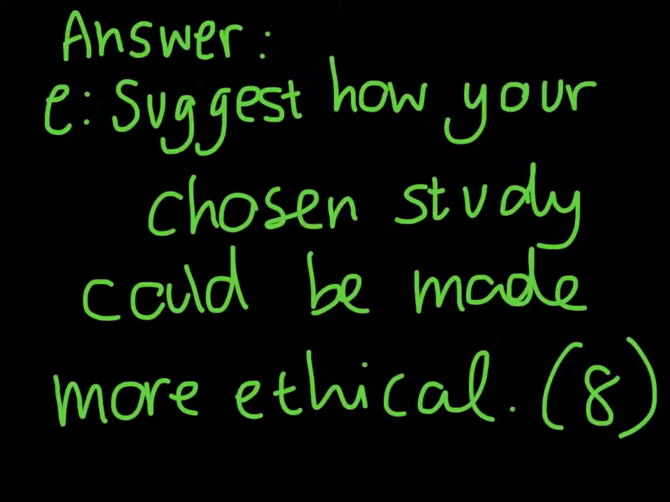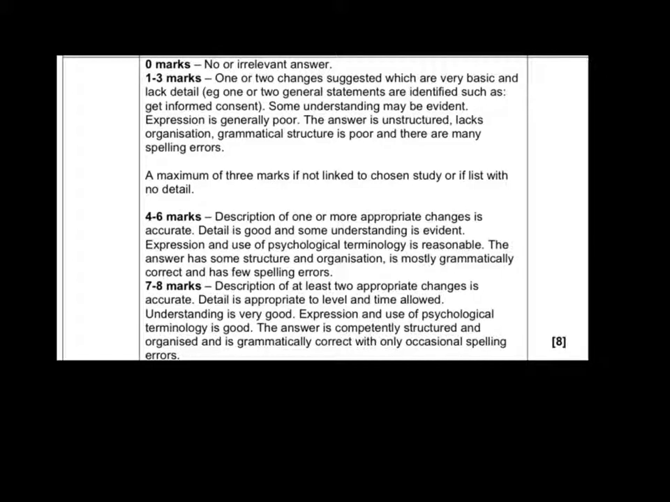Now what we're going to do tomorrow is as follows. We're going to look at question E, which is suggest how your chosen study could be made more ethical, and this is 8 marks. So not Rosenhan, not Piliavin, and not Bandura. You can choose any other one that you want tomorrow. And again, take time here to read the mark scheme. Now I would like in class tomorrow for us to answer this question in relation to any other study, but not the 3 that are listed on the previous page.